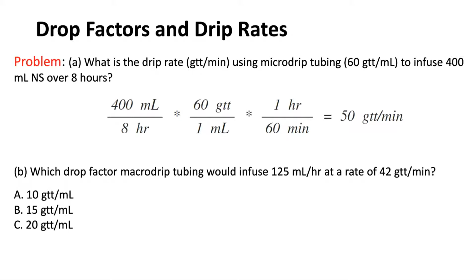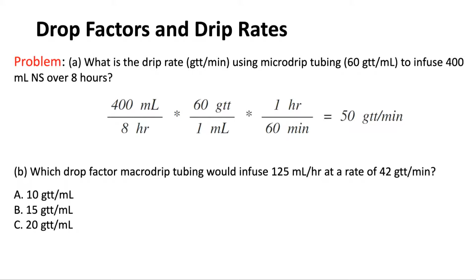So let's again multiply by the conversion of 1 hour on top over 60 minutes. That way the units of hours cancel, and if you go from left to right, the remaining units would be drops per minute. So if you do that math, you would get a total numeric value of 50, and it represents 50 drops per minute.